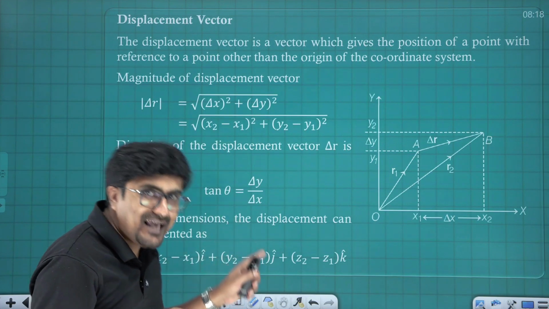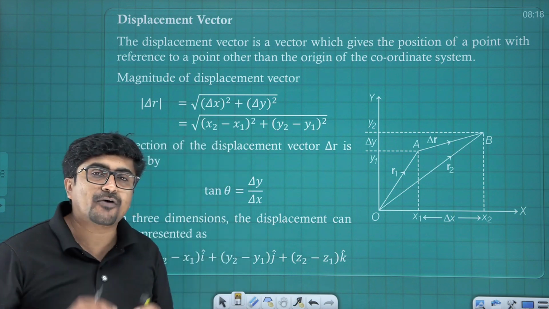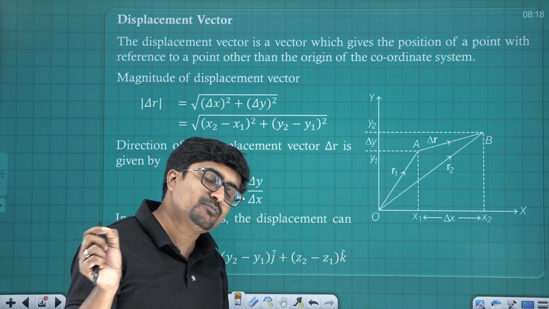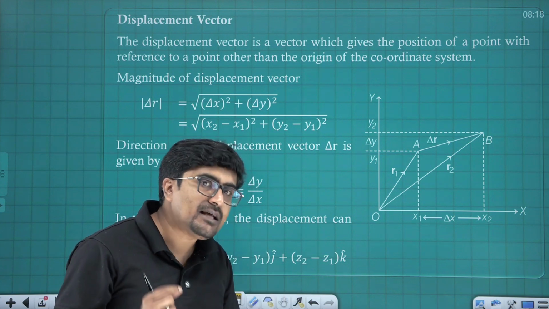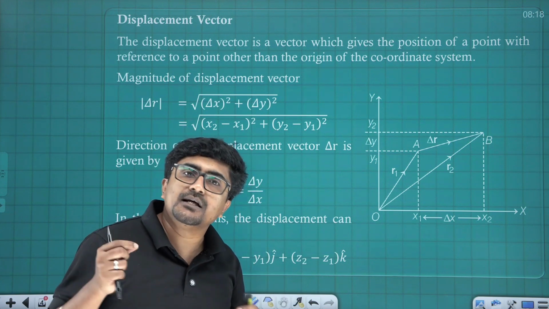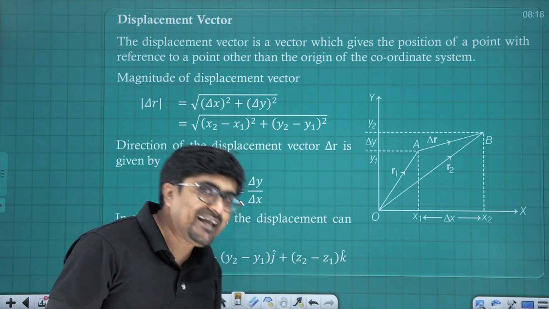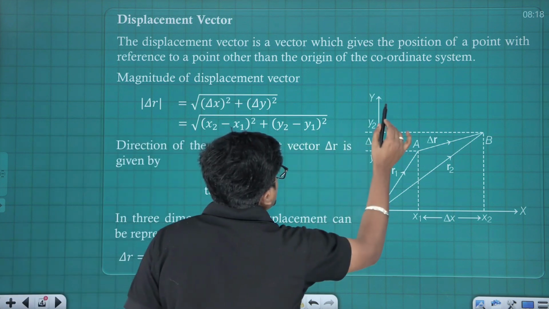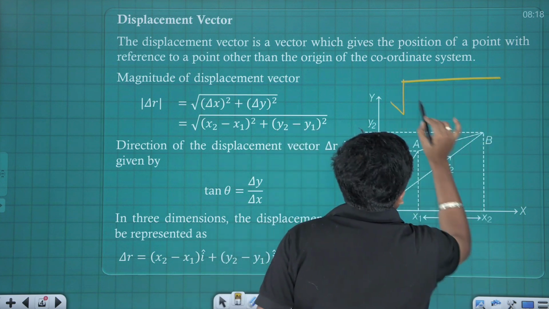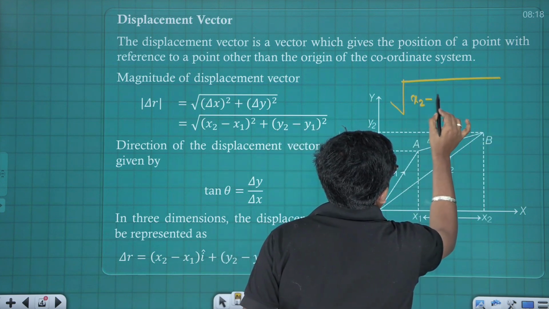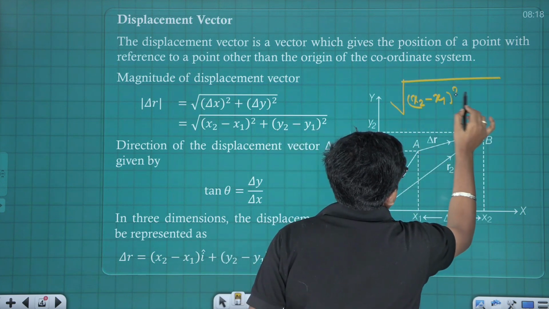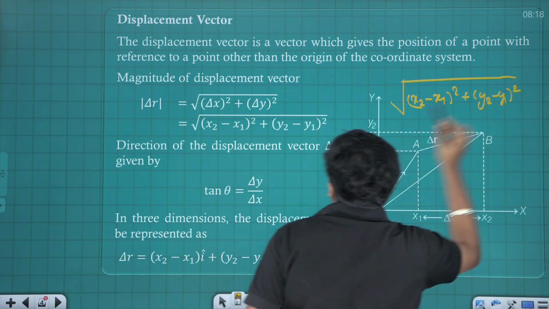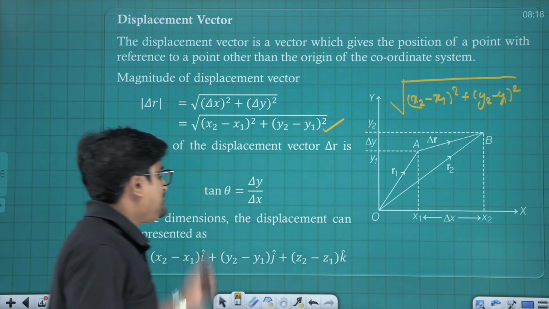And in this case, the position of the body is changing from x1 to x2 and y1 to y2. I repeat, x1 to x2 is the position changing along the x-axis, and y1 to y2 it is changing along the y-axis. In that case, the magnitude of the displacement vector is going to be root of (x2 minus x1) the all square plus (y2 minus y1) the all square. That is marked over here.